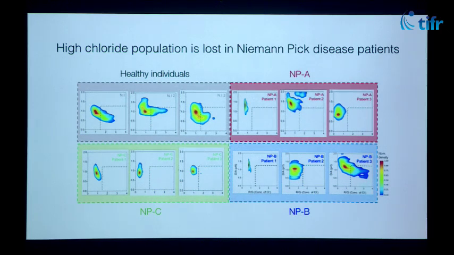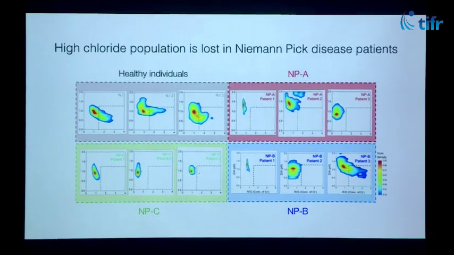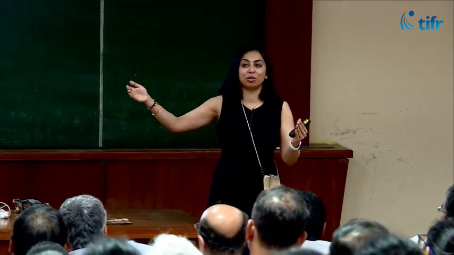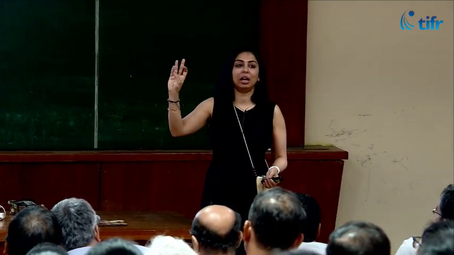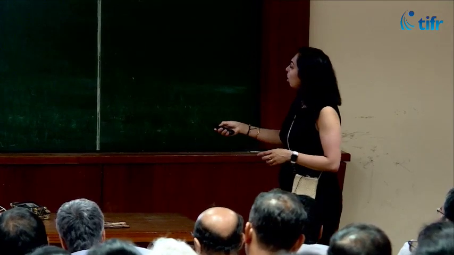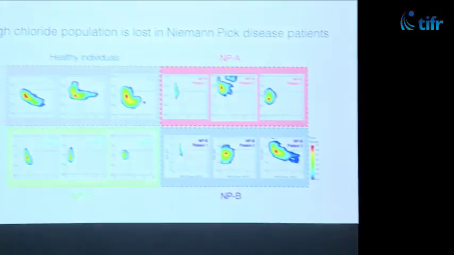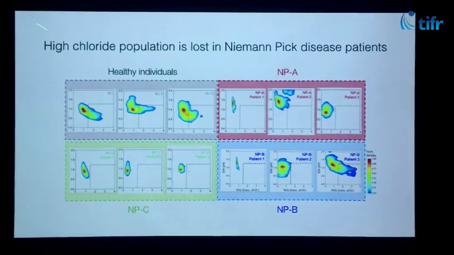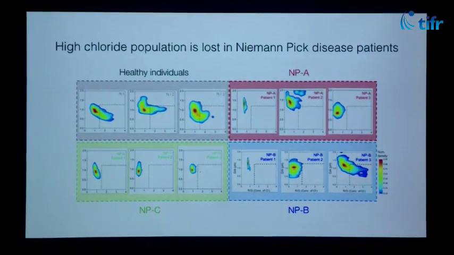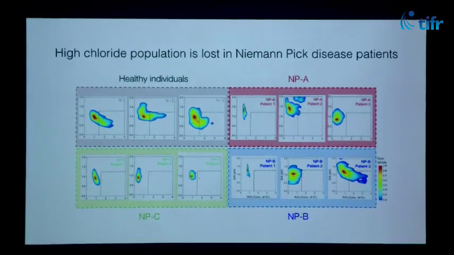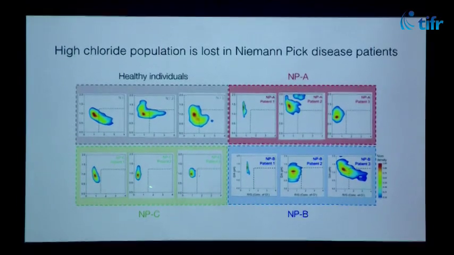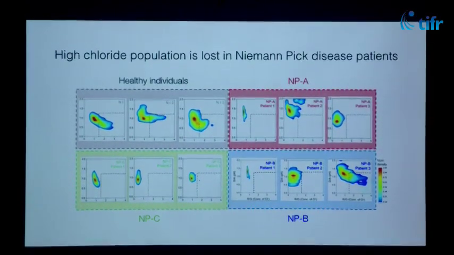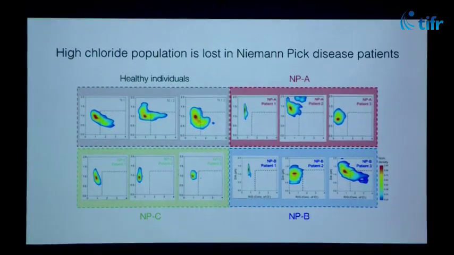skin biopsies from a repository, from people who had been diagnosed with different subtypes of a neurodegenerative disease called Niemann-Pick's disease. Niemann-Pick's disease comes in 3 flavors, A, B, and C. In all of these, you will see that this high chloride population is lost. In fact, in many cases, the distribution becomes almost a monotonous distribution. It's not these 2 populations. And so it really meant that there was something, the signature seems to be this high chloride population, right?